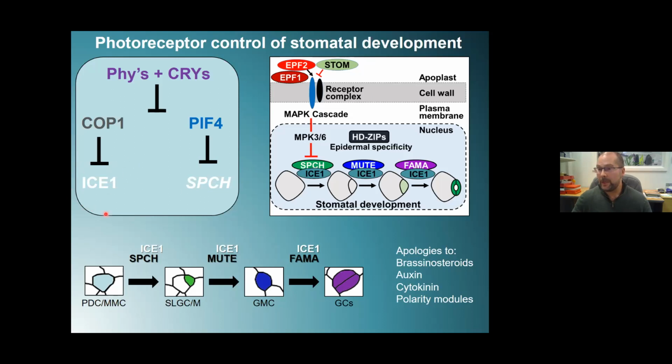So this seems to be a good means for photoreceptors to regulate stomatal development, because the phytochromes and the cryptochromes regulate the activity of COP1.